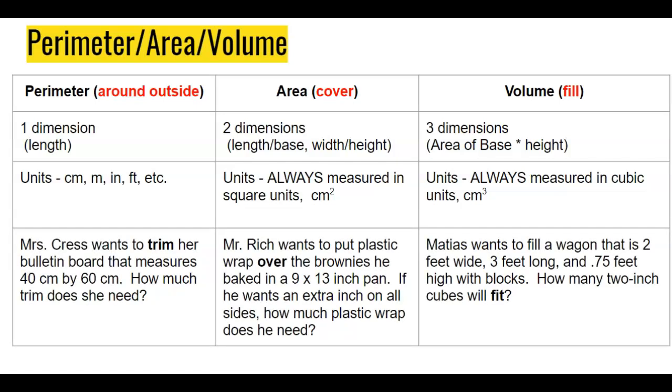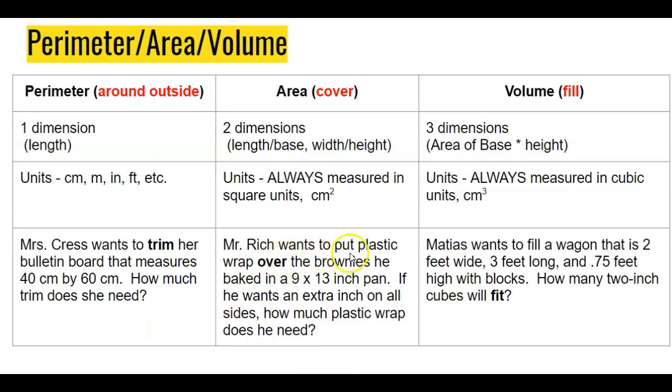So let's take a look at three problems. If a problem says Mrs. Kress wants to trim her bulletin board that measures 40 centimeters by 60 centimeters, how much trim does she need? You need to be able to think about, is this an area or a perimeter? When you talk about trim, it is to go around the outside, so this is a perimeter problem.